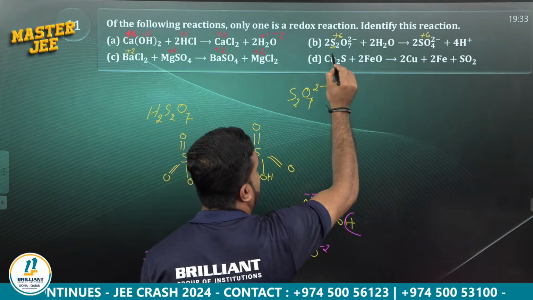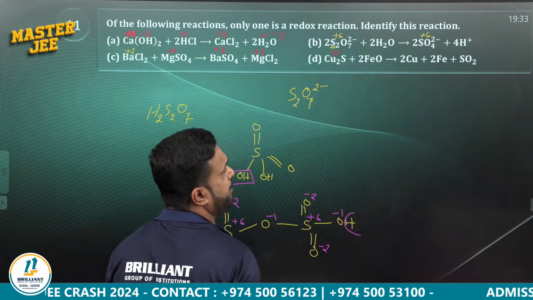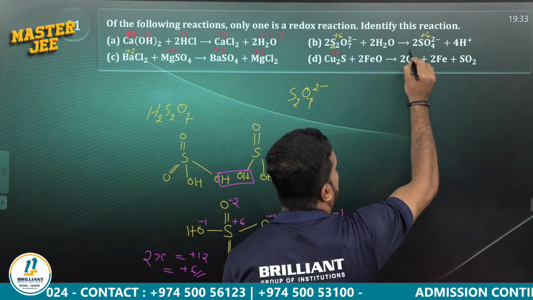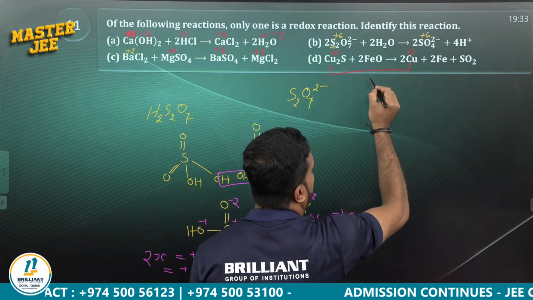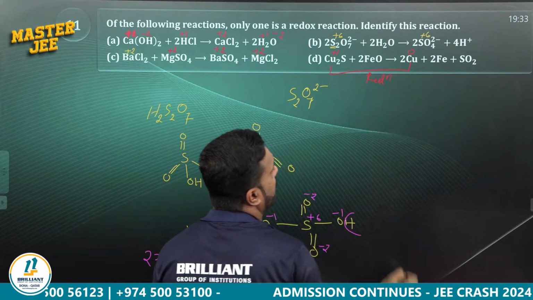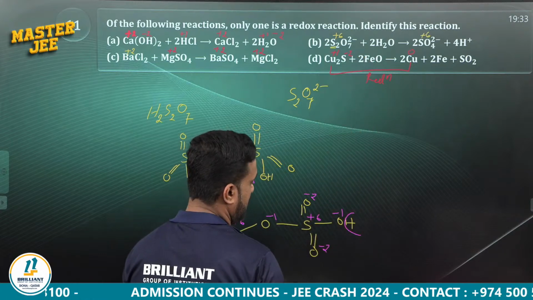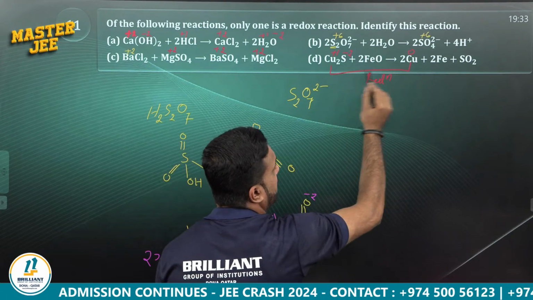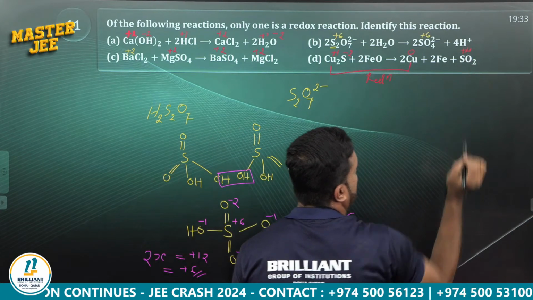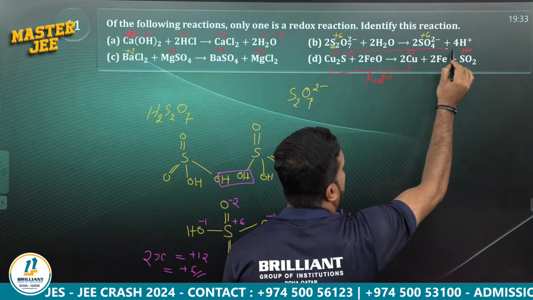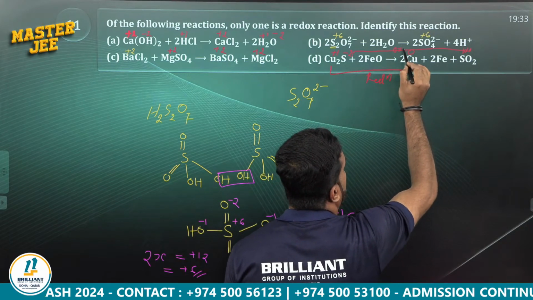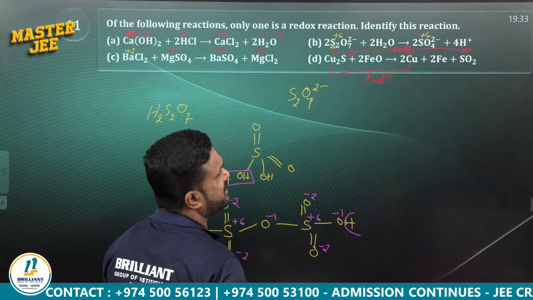Here copper will be +1, and here copper is 0. So +1 to 0, it's reduction. And sulfur here is -2, clear? Sulfur is -2, then here it will be +4, SO4. -2 to +4, that is called oxidation. So oxidation and reduction are both there.